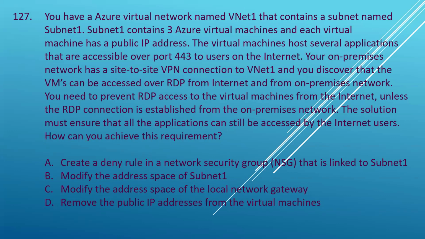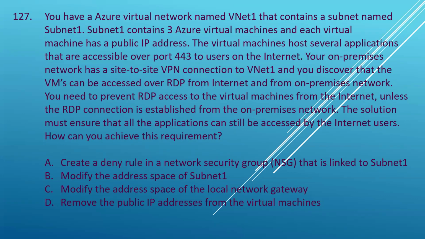The solution must ensure that all the applications can still be accessed by internet users. How can you achieve this requirement? So your application needs to be accessible to users over the internet but through the HTTPS protocol, which is over port 443, but it shouldn't be accessible to users over port 3389, which is the RDP port here. So I hope this clarifies the requirement of the question.